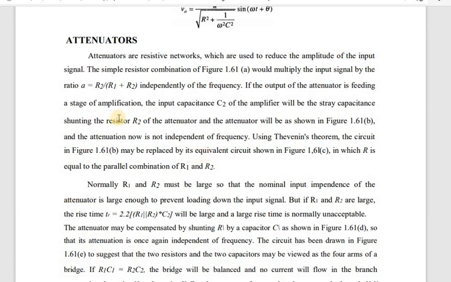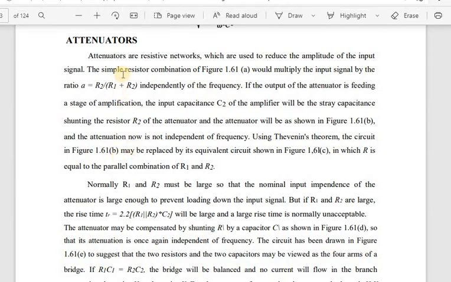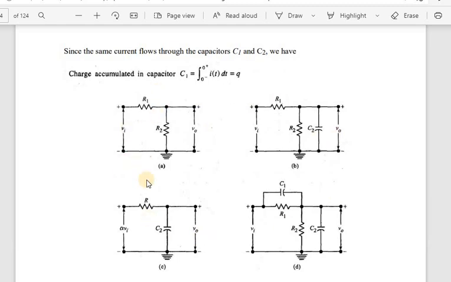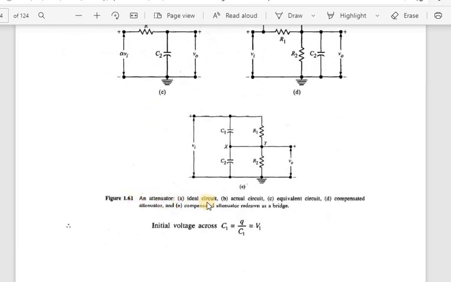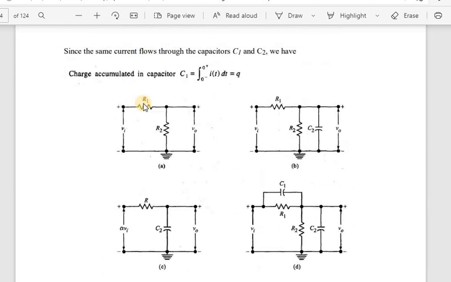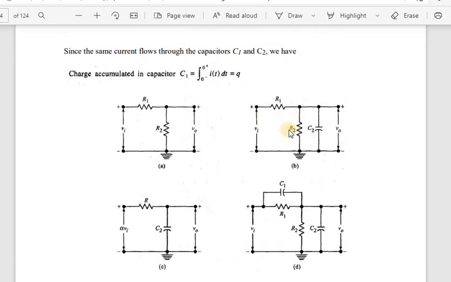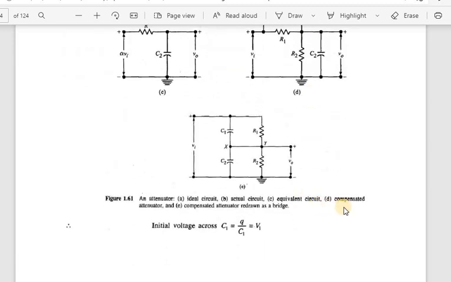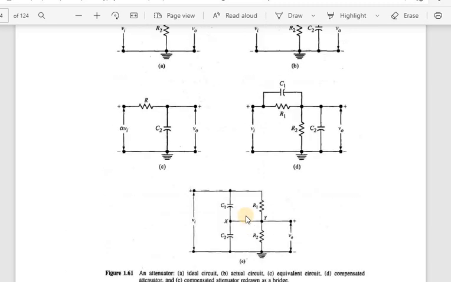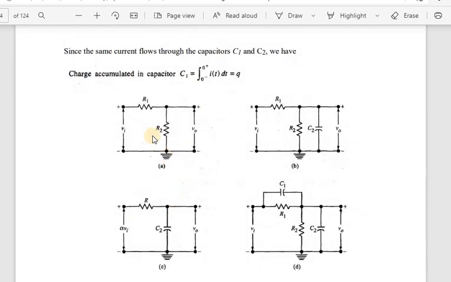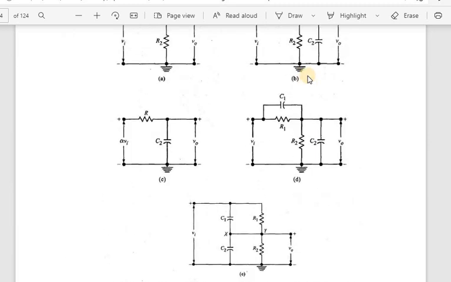Okay, so let's begin with the next topic, which is called attenuators. Attenuators are resistive networks; you have a combination of resistive networks as the attenuators. See, an attenuator which is an ideal circuit has a combination of R1 and R2. Then the actual circuit is followed by a capacitor. Then you will have a compensated attenuator. Okay, this is the normal ideal attenuator, and this is the actual attenuator.